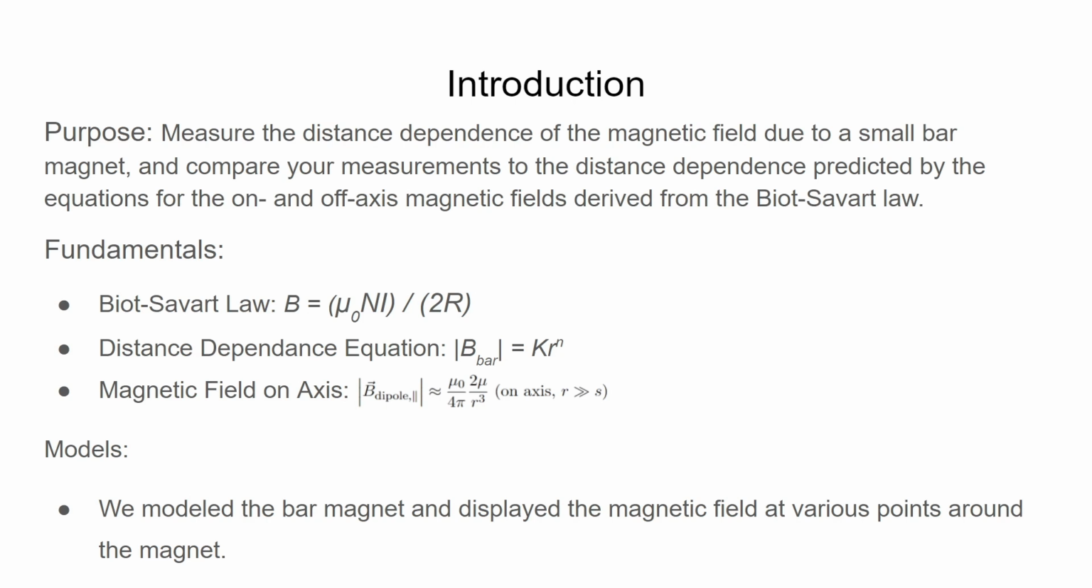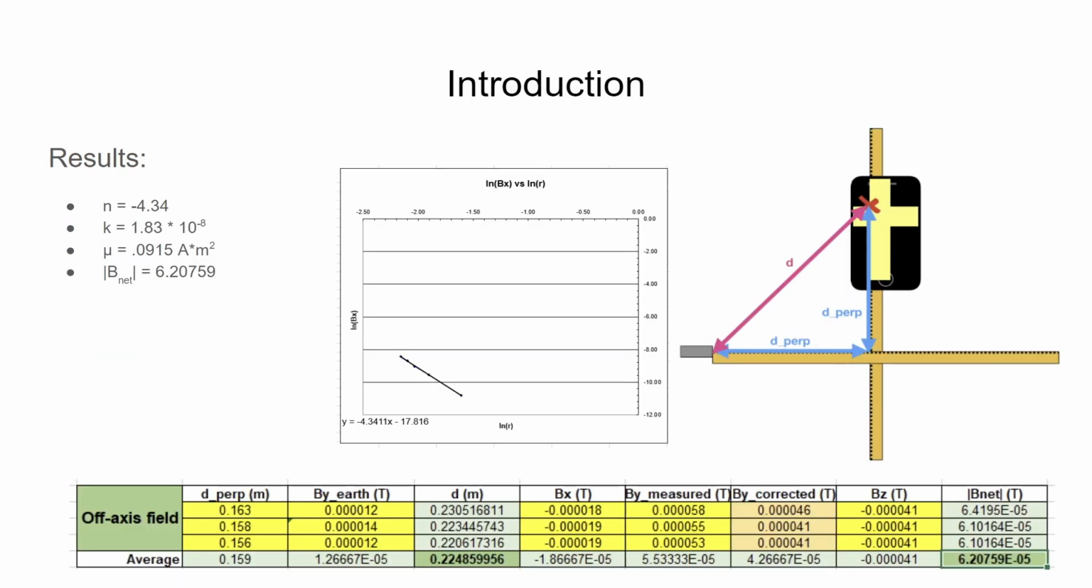The Biot-Savart law, the distance dependence equation, and the magnetic field on axis right here. Models. We modeled the bar magnet and displayed the magnetic field at various points around the magnet. Results. We found n to be negative 4.34, k to be 1.83 times 10 to the negative 8th, mu, I guess, to be 0.0915, and then B net is 6.20759. And I'll go over those calculations later on in the video.